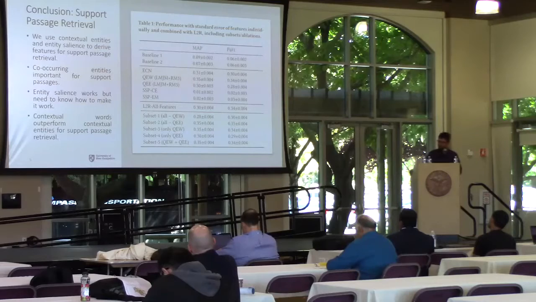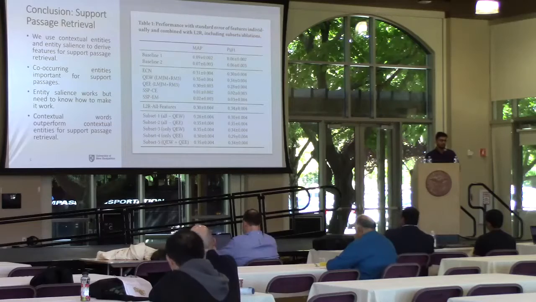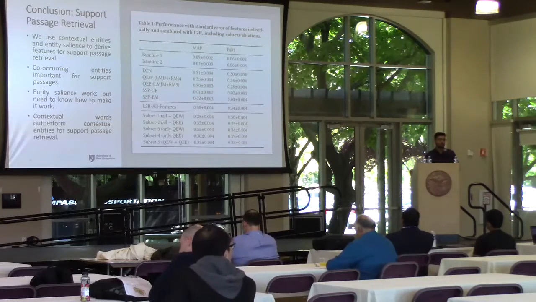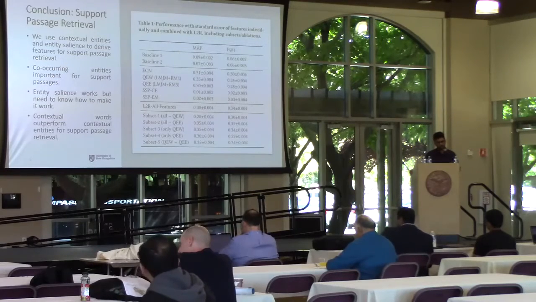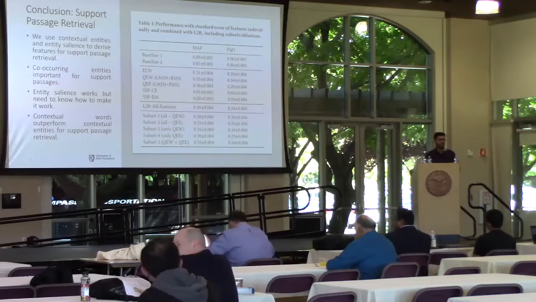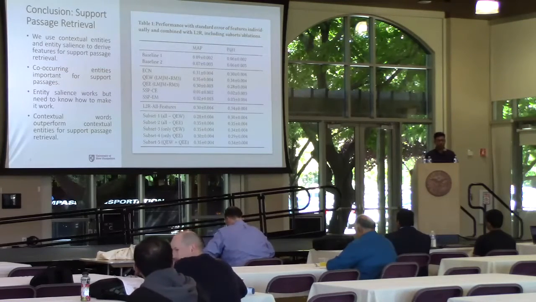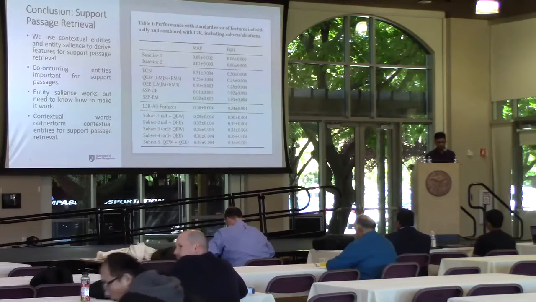There are a lot of numbers over there. I will not be going over the table, but I would just like to say that we were looking at three major research questions: whether contextual entities help us in support passage retrieval, can we make use of entity salience in support passage retrieval, and how do contextual entities fare against contextual words.